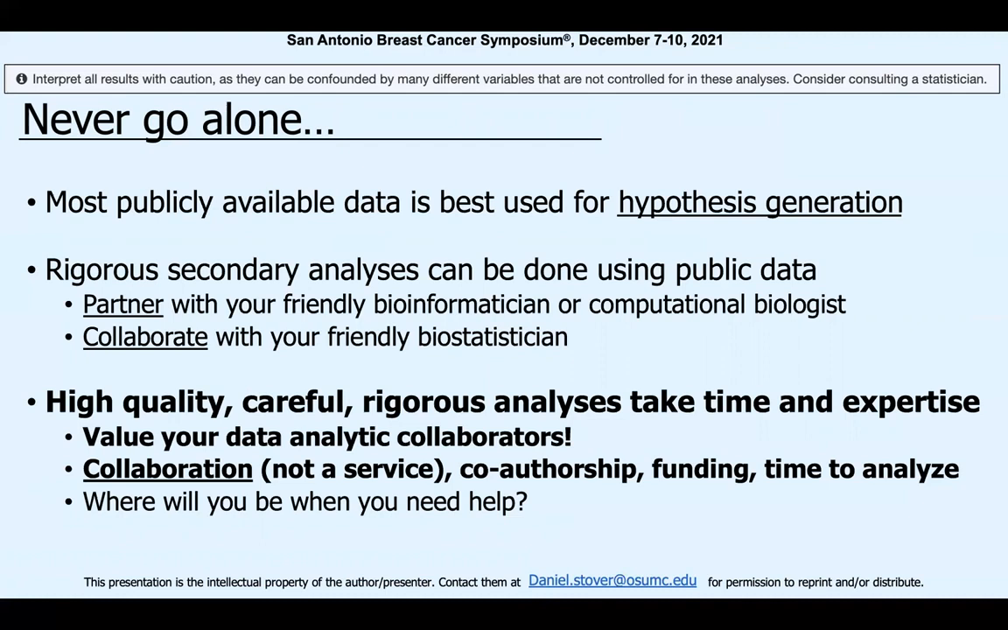View this as a collaboration, not a service, and include your bioinformaticians and statisticians as co-authors on papers that leverage these data, as co-investigators on funding, and give them time to do these analyses, because doing it well often takes time. As I tell many of my collaborators, be nice to your biostatistician and bioinformatician, because if you need that revision figure on a tight timeline, where will you be when you need help?